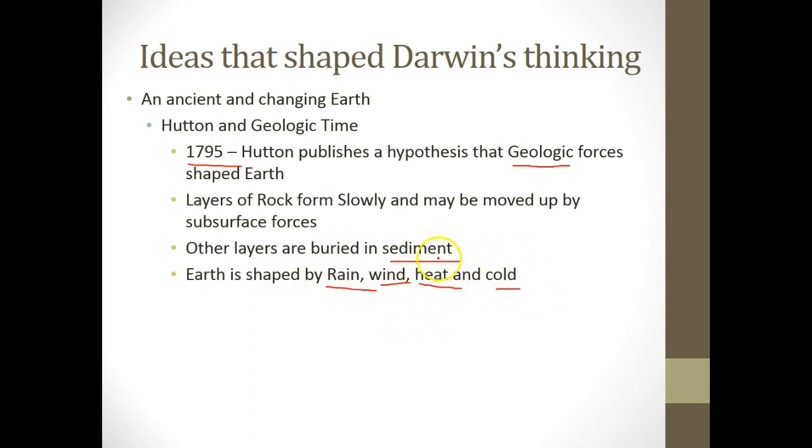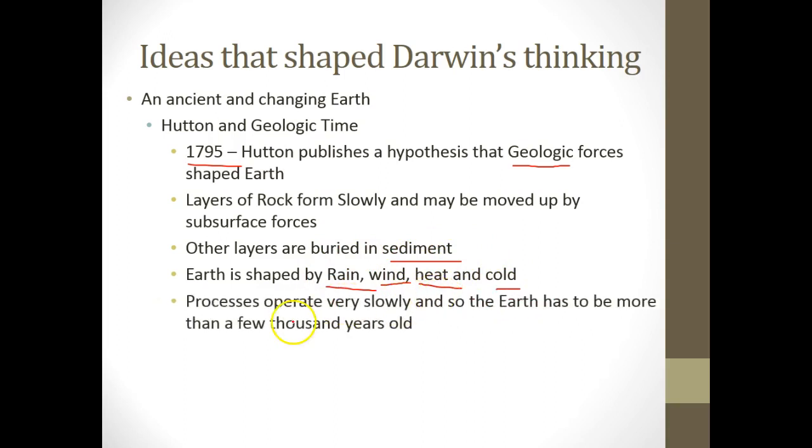Earth is shaped by rain, wind, heat, and cold, which is a very elementary way of saying erosion, ice age, global warming, stuff like that can obviously shape the earth, and we know that to be true. And those processes operate very slowly, and so the earth has to be more than a few thousand years old. Previously, before Hutton had proposed these things, they thought that the earth was very new and very young, which is obviously not the case.